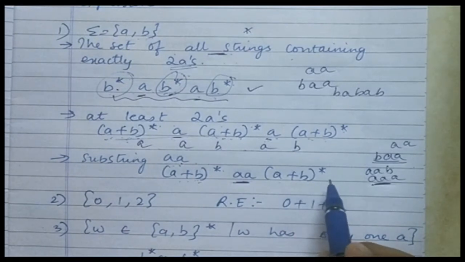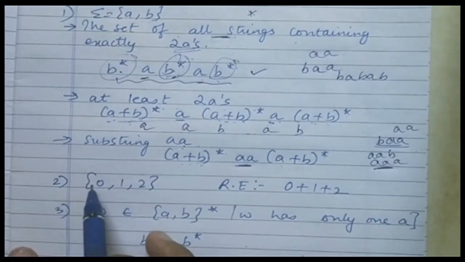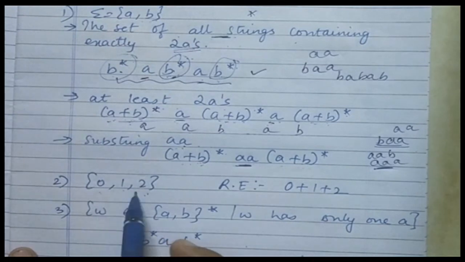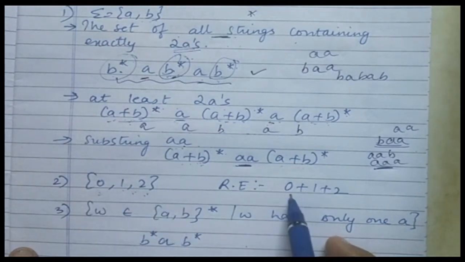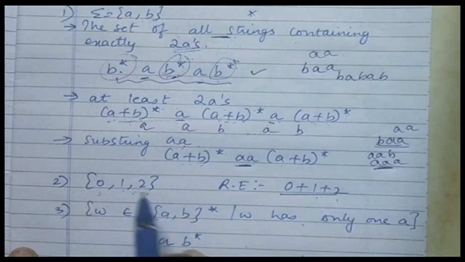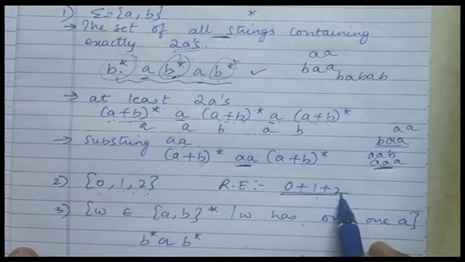Say for example if your set is 0 1 2, separated by commas, you can understand that it is a union. So the regular expression you can write is 0 plus 1 plus 2. Whenever it is a comma, you can just do the union or write it with the sign plus.